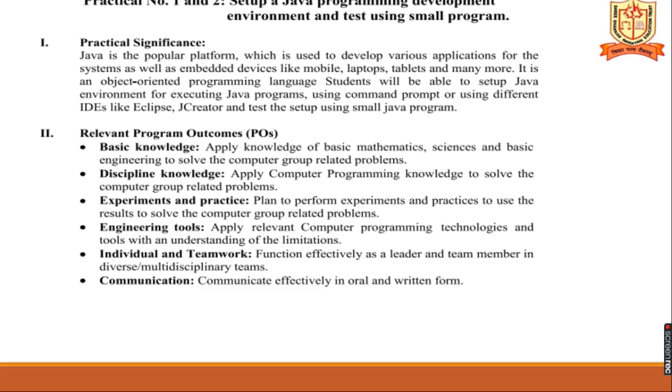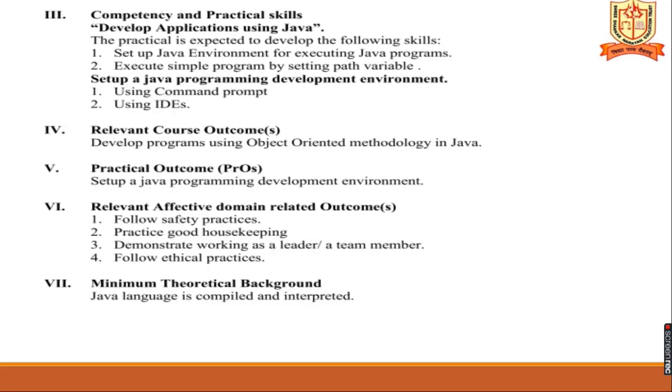So basic knowledge, discipline knowledge, experiment and practices, engineering tools, individual and teamwork, communication, these are the program outcomes. Develop applications using Java. The practical is expected to develop the following skills. Set up the Java environment for executing Java programs. Execute simple programs by setting the path variable and set up a Java programming development environment using the command prompt and using an IDE.